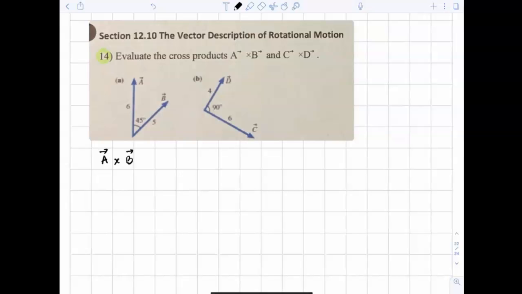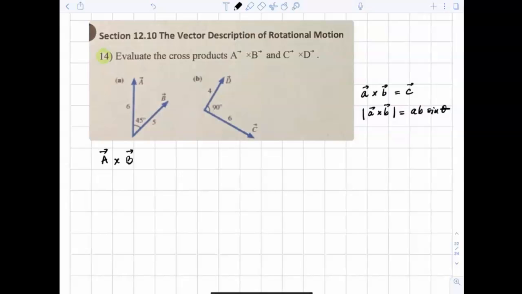Just remember, if you have a vector A times a vector B as a cross product, you're going to get an answer as a vector. Now the absolute value of it was defined as AB and then sine of the angle in between them, let's say sine of theta. In each one of these cases you have either 45 or 90.